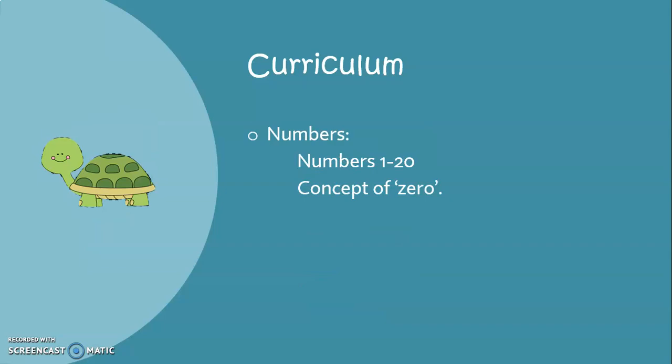Okay. Now coming to the numbers. Now numbers at this stage you have from 1 to 20. If your kid has already done 1 to 50, that's wonderful. But for the curriculum, for the nursery syllabus, only numbers 1 to 20 are required, and the concept of zero. Concept of zero is very, very important.